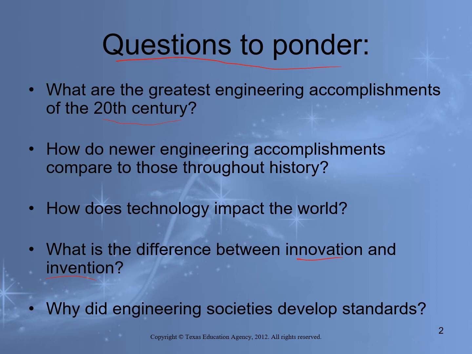How do newer engineering accomplishments compare to those throughout history? Well, to be fair, they're just different. Are they greater in scope? You could argue that some of them are greater in scope than others. They're all going to be so different. They had more constraints back then, but they were sometimes less fancy accomplishments, right? But you can't do an apples to apples comparison really between now and 5,000 years ago.